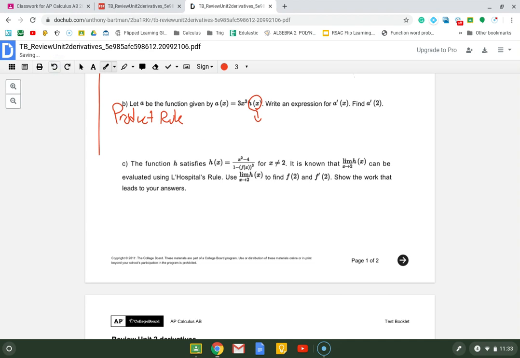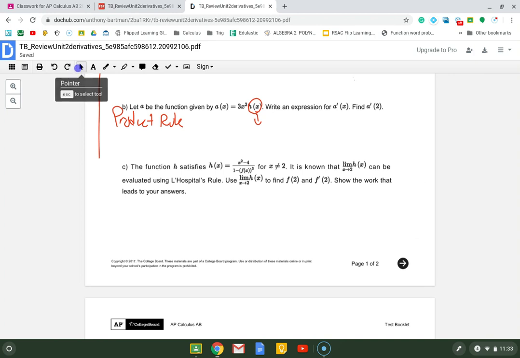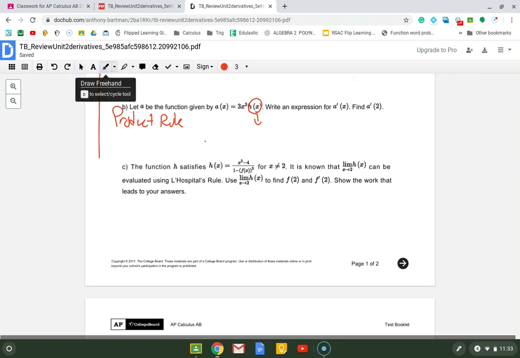Okay, so use the limit of h of x as x approaches 2 to find f of 2 and f prime of 2. Show the work that leads to your answers. So one thing that we probably want to know first of all is this part right here. Let's see if I can kind of get there. I don't know if it's going to let me do it. Right here, right up here.